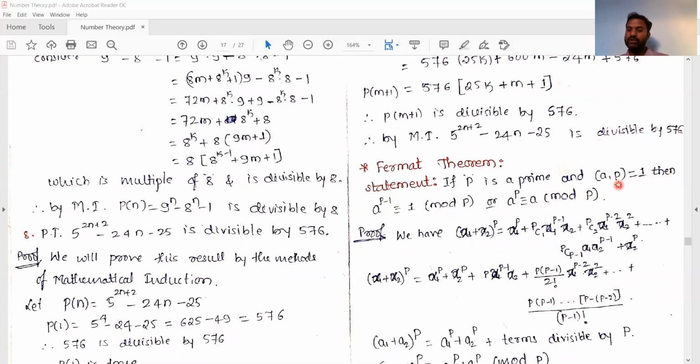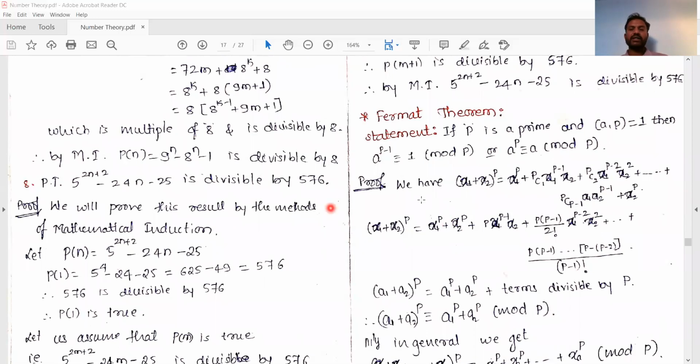a and p must be relatively prime and p is a prime number. It is not necessary that a is a prime, but p is a prime and a and p are relatively prime. Then always a raised to p minus 1 is congruent to 1 mod p, or a raised to p is congruent to a mod p. So we'll prove this result here.